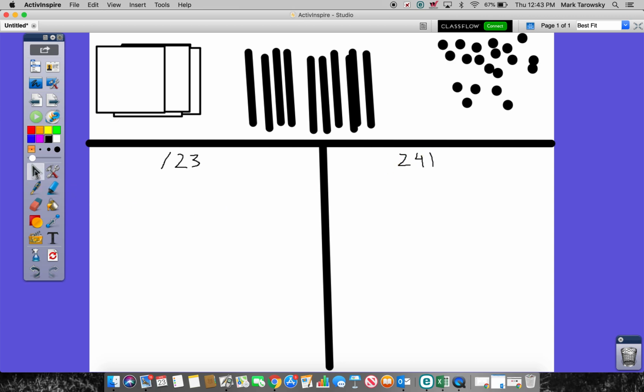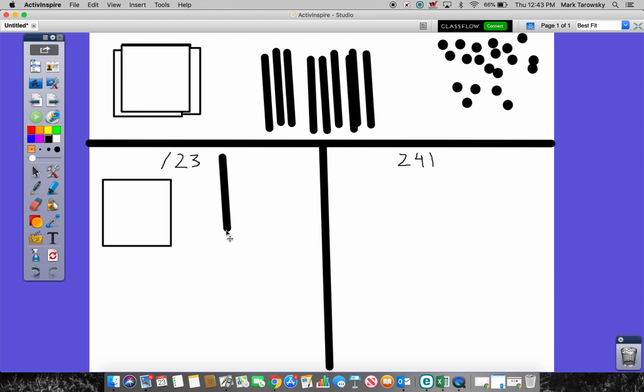241. Okay? So on your paper, if you could, make yourself a little T-graph like I just did. Write 123 on one side, 241 on the other. And what I want you to do is go ahead and build each of those. You kind of see how I'm doing it.